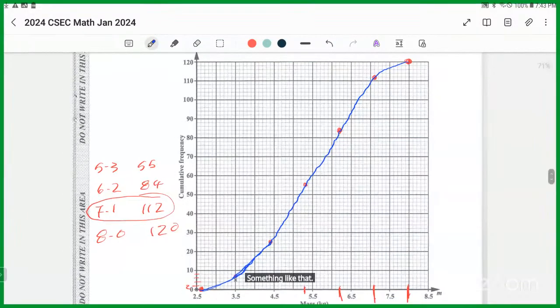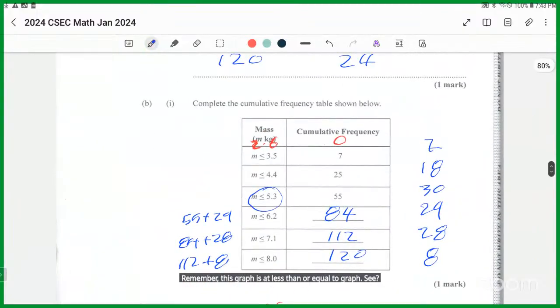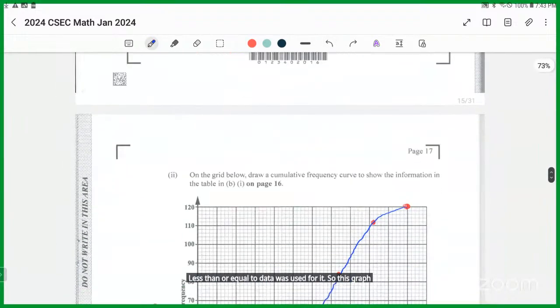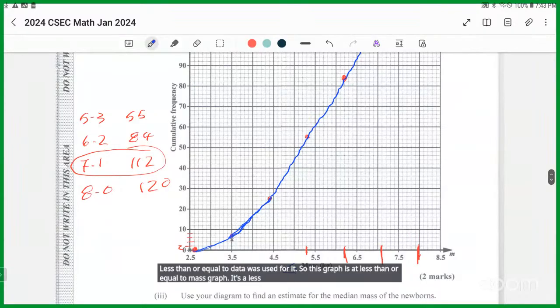Remember, this graph is a less than or equal to graph. Less than or equal to data was used for it. So this graph is a less than or equal to mass graph. Not just a mass graph, it's a less than or equal to mass graph.